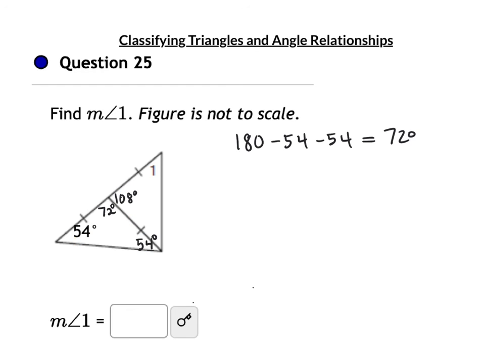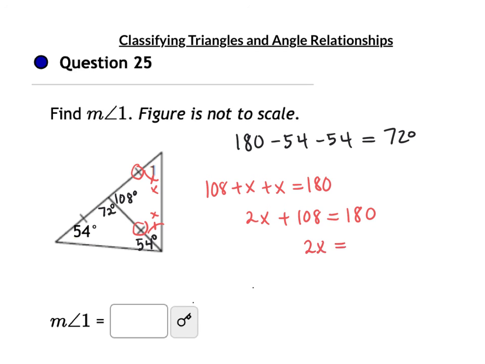The triangle with angle 1 in it is isosceles. These are the two equal sides. So this angle and this angle are congruent. I could call them x, and I know that 108 plus x plus x, so 2x plus 108, will equal 180. Subtract 108 from each side, and 2x will equal 72. Divide by 2, and x is 36. So the measure of angle 1 is 36 degrees.